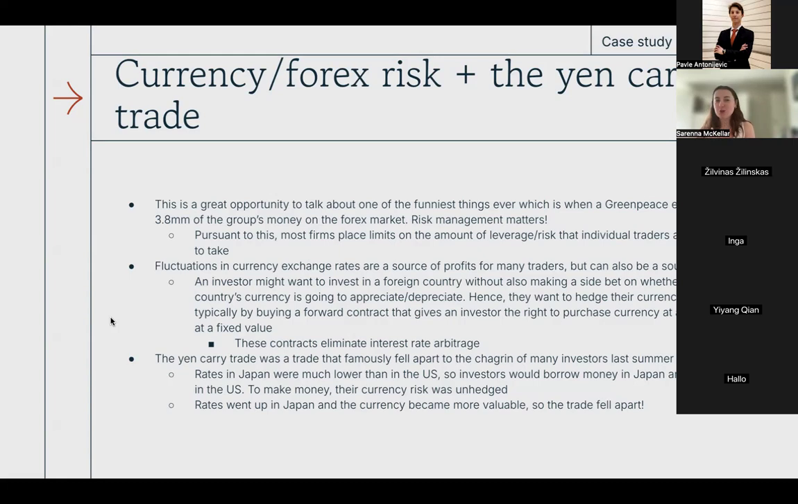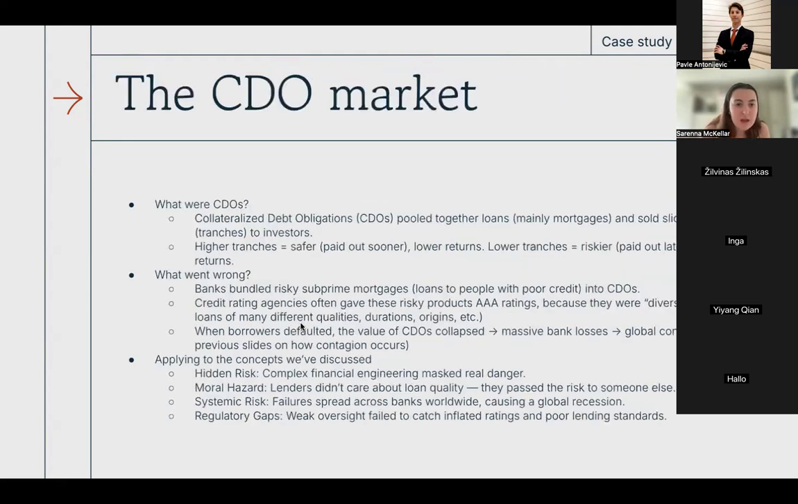So that is an illustration of currency risk and why people want to hedge their currency risk typically, but also in instances where they don't, it's because they can usually get carry. And that was the difference in the interest rates.